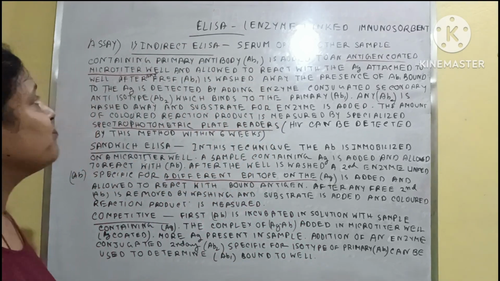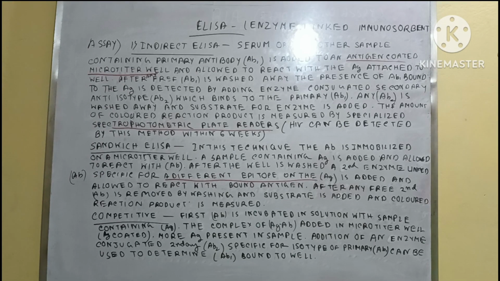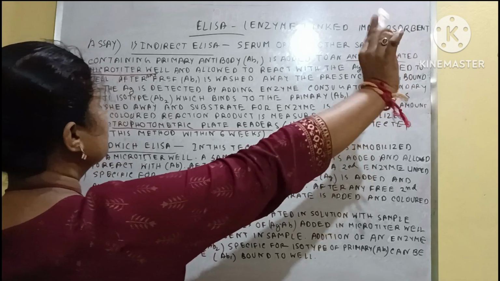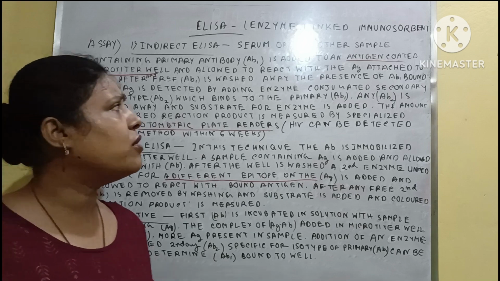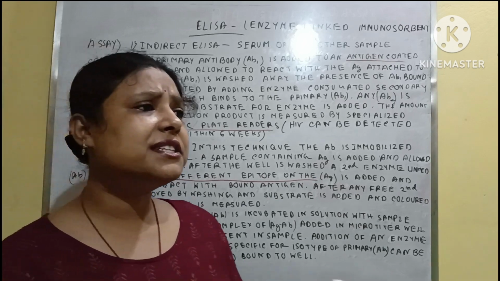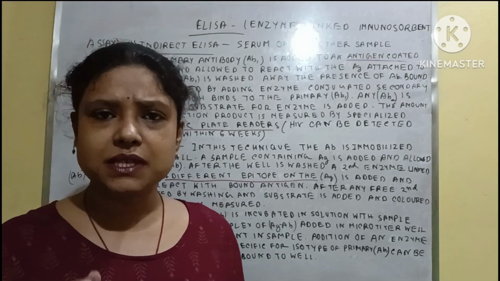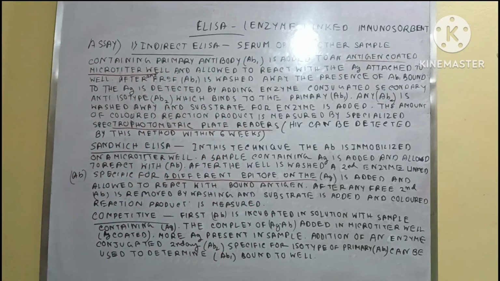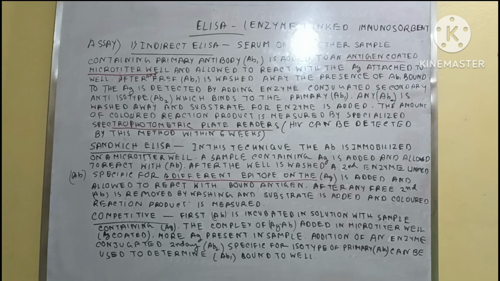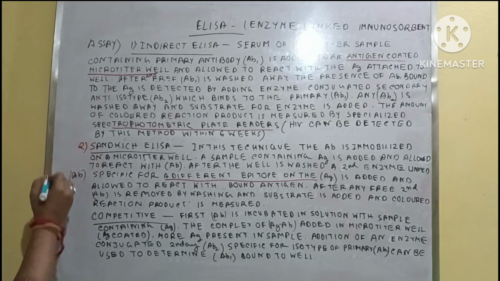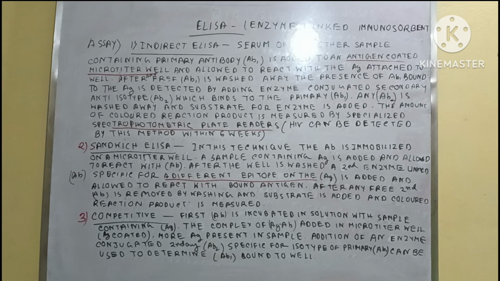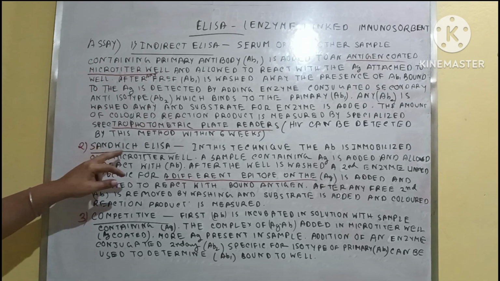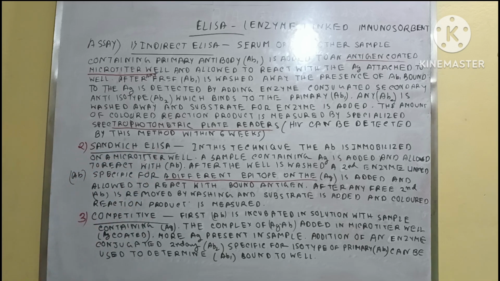Okay, so let's continue. ELISA is the enzyme linked immunosorbent assay. This is the same type of technique as RIA, but there are a few differences. Before going to the description, there are three types of ELISA I try to describe here. The first one is the indirect ELISA, the second one is the sandwich ELISA, and the third one is the competitive ELISA.